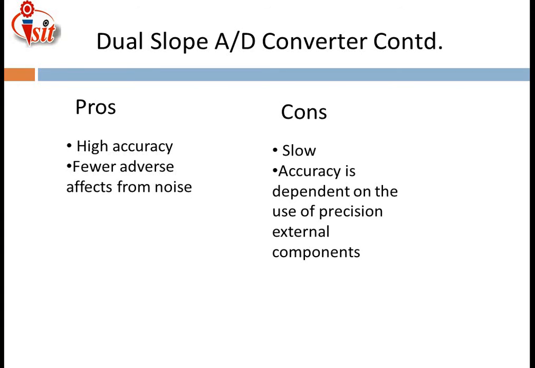Then the dual slope analog to digital converter conditions: the pros and cons. What are the pros? It has high accuracy and is free from the effects of noise. Then, on the con side, it is slow, and accuracy is dependent upon the use of precision external components.